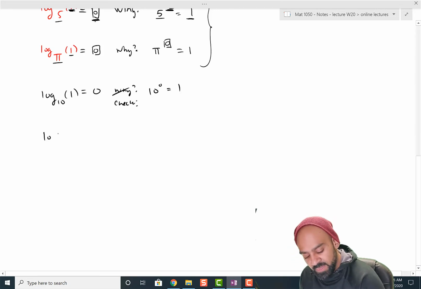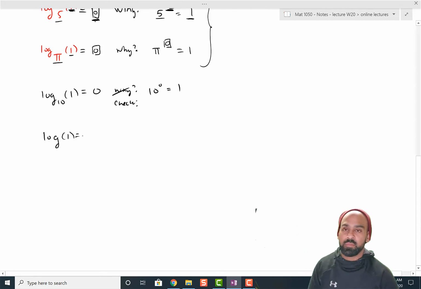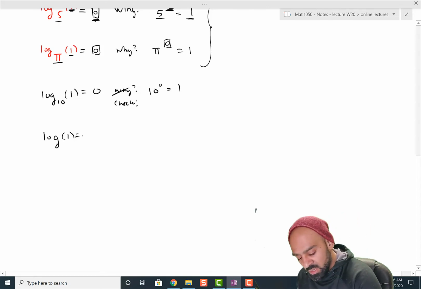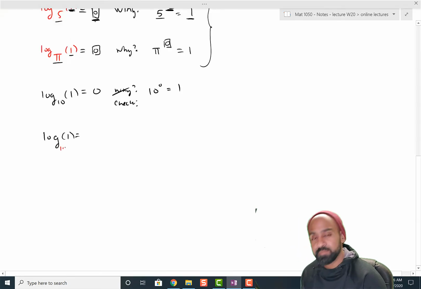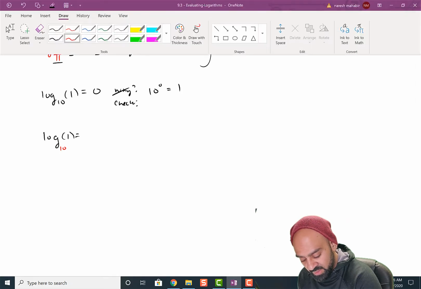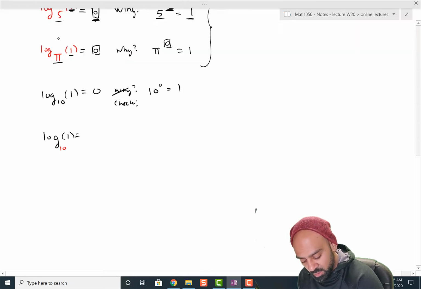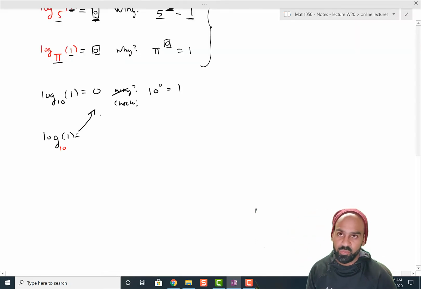Oh, by the way, what if you just had log of 1? What does that mean? There's no base there. Well, good news, if they just write log of 1, then the base is 10. They just didn't write it there. So you think about it the exact same way, and that runs us back into the exact same explanation as before. So I'm not going to waste video time talking about that one.